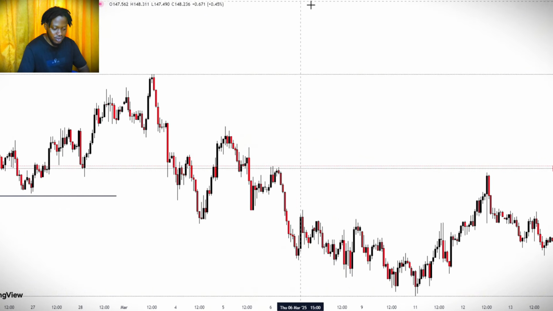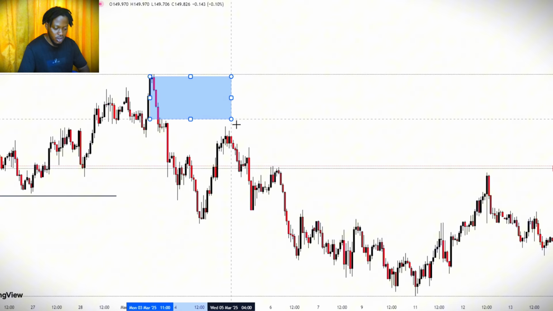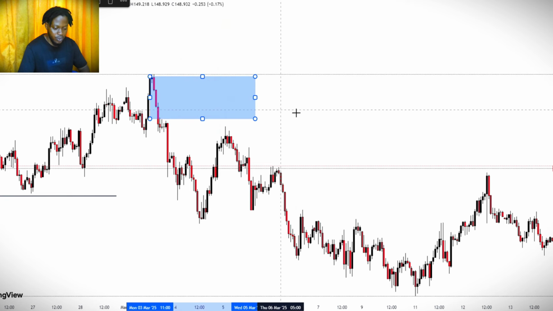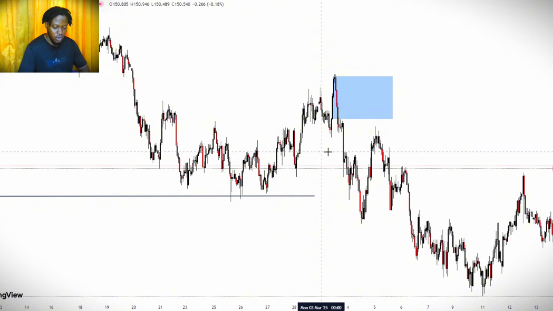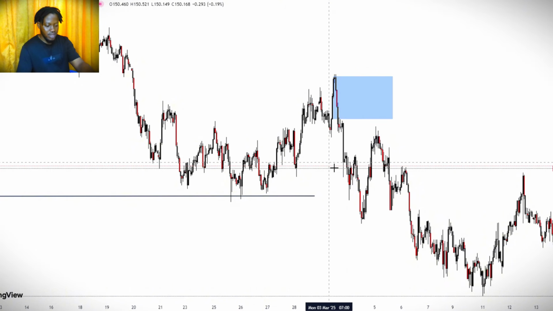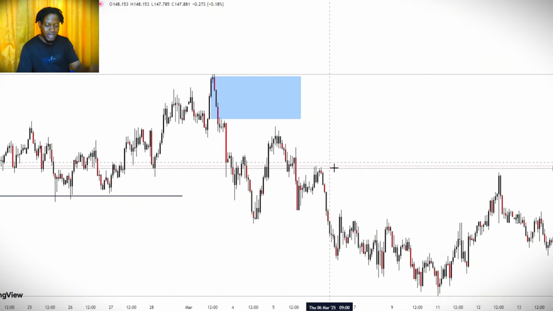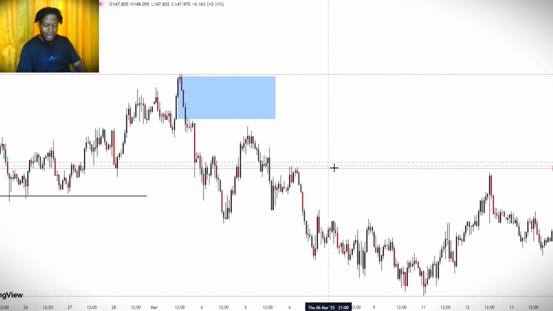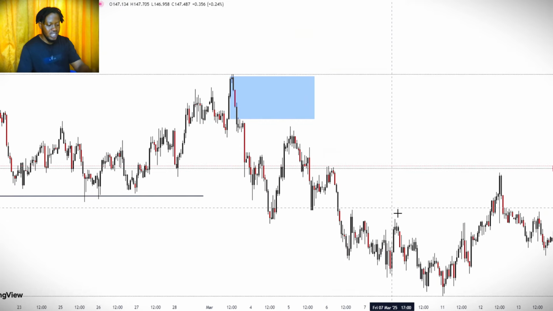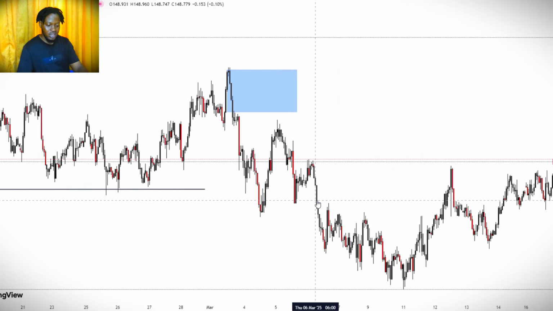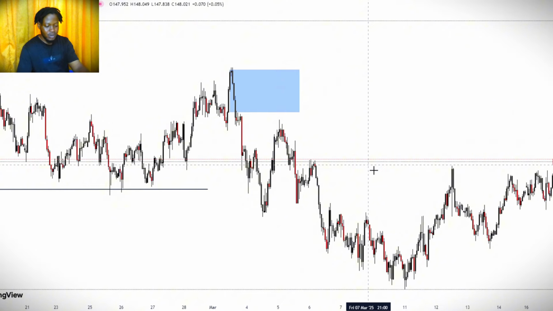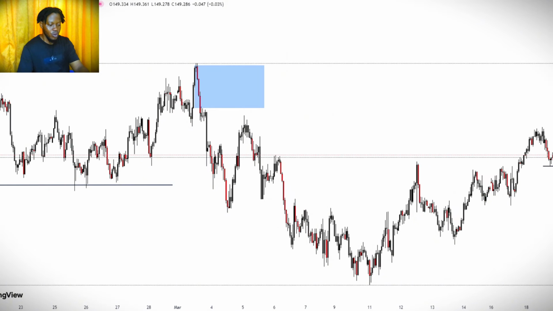You can see this fair value gap right at this point. Price has not filled it up yet. All right, price has not filled that fair value gap yet, but you can't predict the market. You can't tell the market what to do. So price kept going down, obviously. Now we are spotting our premium and discounts because we are not having a clear retracement yet.